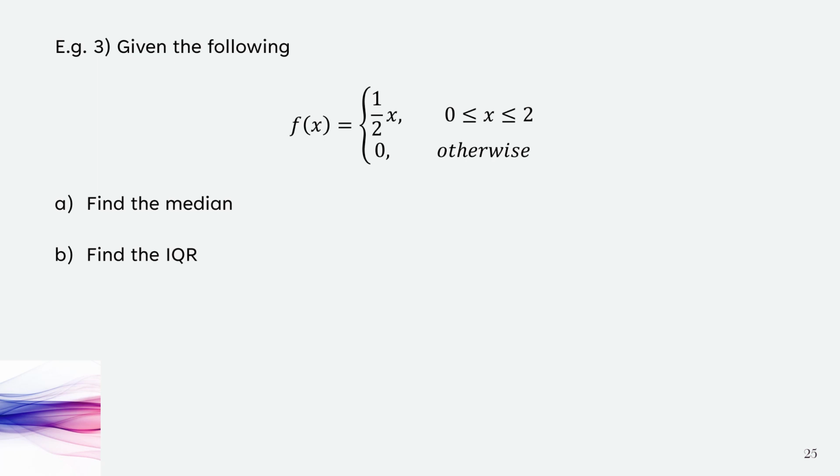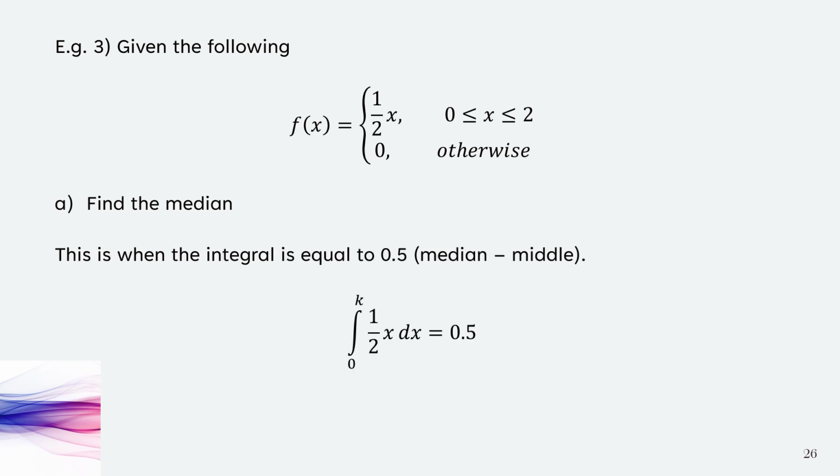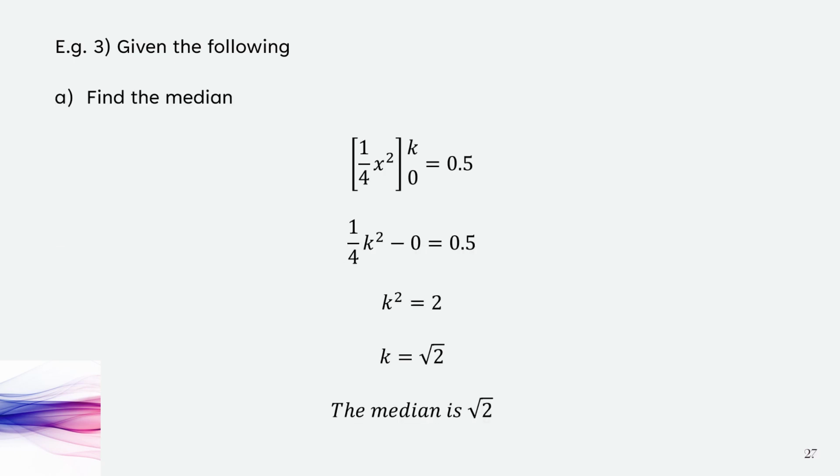So using the same one, let's find the median and the interquartile range. Okay, so we know the median is halfway, so that's 0.5. So therefore the integral between 0 and some value k must equal 0.5. So when we integrate a quarter x squared between 0 and k, we substitute k in minus substituting 0 in, and you get k squared equals 2. So the median is the square root of 2, because you take the square root. We know it could be plus or minus the square root of 2, but because our values are between 0 and 2, it's the positive for the median.